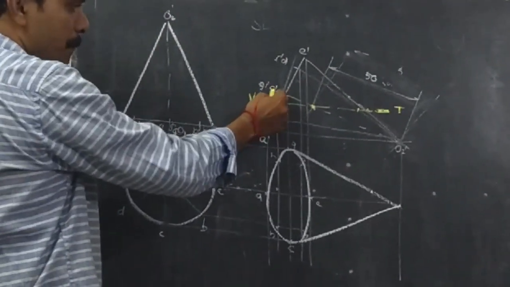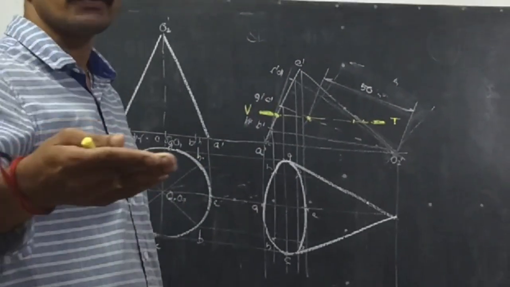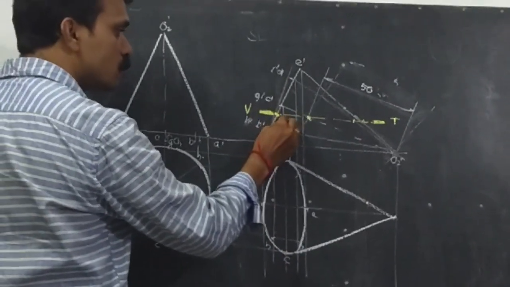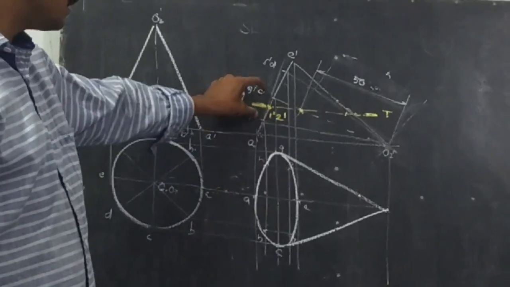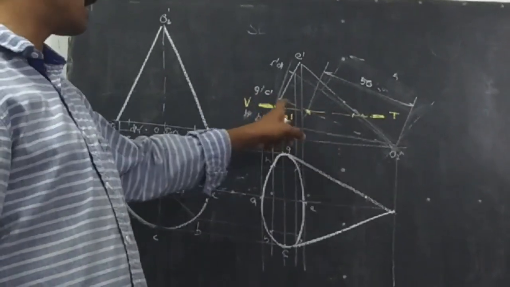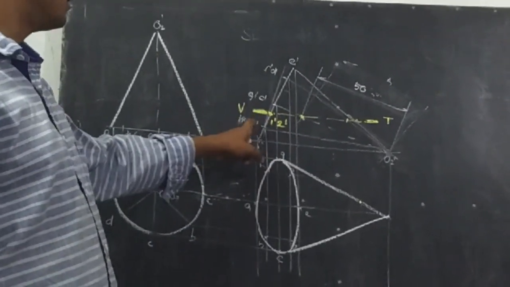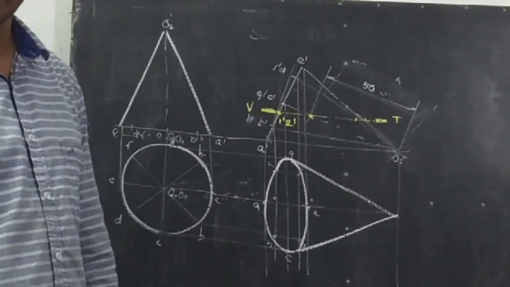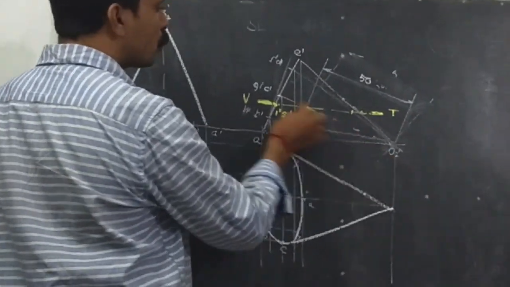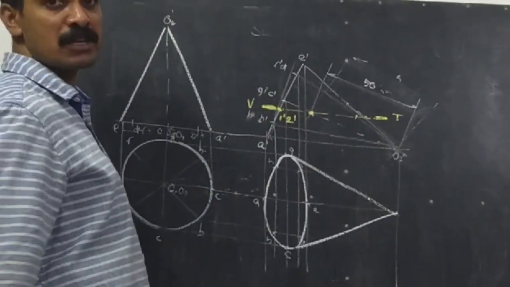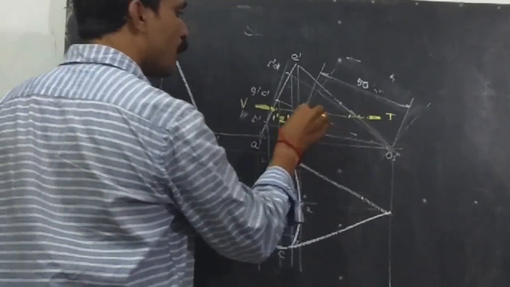That can be seen as between B dash C dash, one point is there, and between G dash and H dash, another point is there. So we can mark these as two points, 1 dash and 2 dash. Is it clear? 1 dash means the intersection point of the cutting edge with B dash C dash, and 2 dash means the intersection point of the cutting edge with G dash H dash. Similarly, this will intersect two points here, on O2 dash C dash and O2 dash G dash. That is 3 dash, 4 dash.